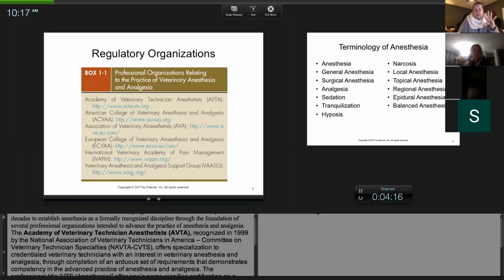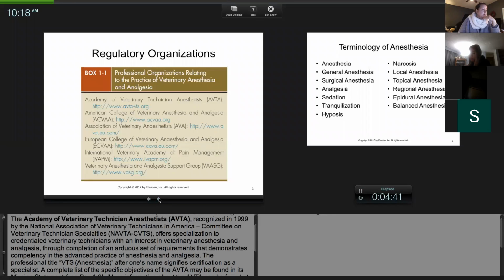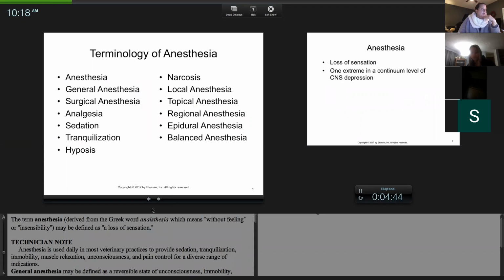It's a great website. I sometimes will refer to it and use it in class, but it has a lot of articles about procedures, epidurals, drugs. So when you're studying, especially when we get into the anesthetic drugs, that website has a lot of good information. So you might take a picture of this, or you might just remember this slide for reference of organizations that you can join.